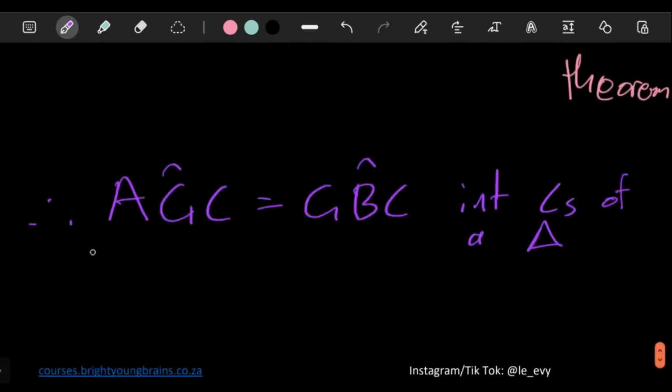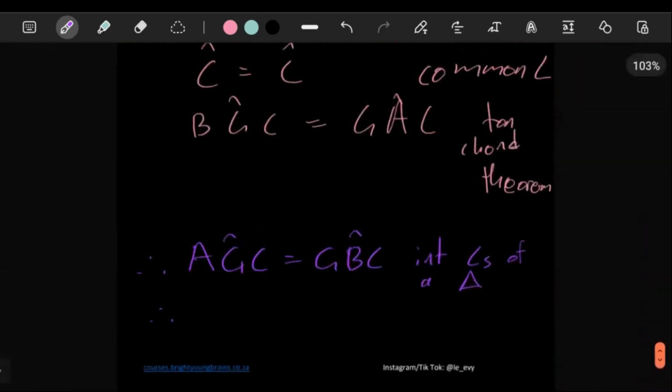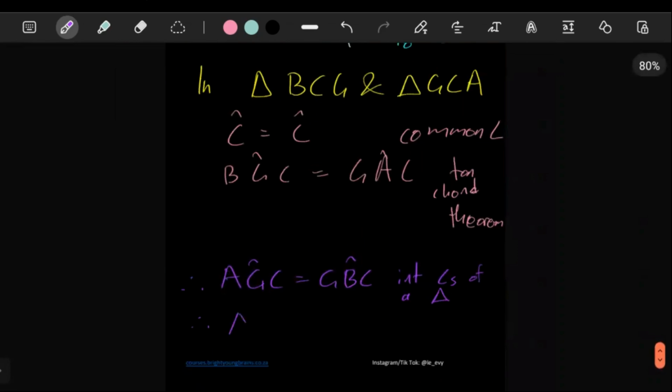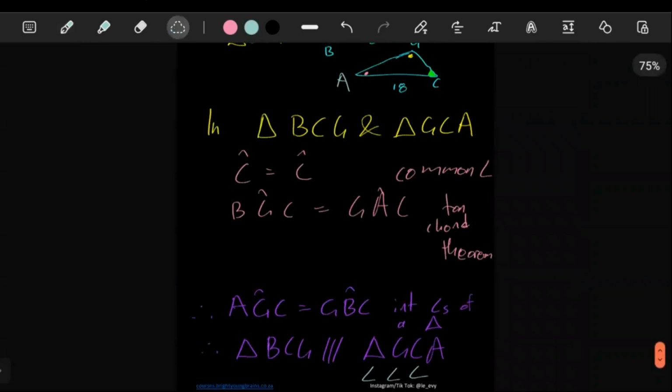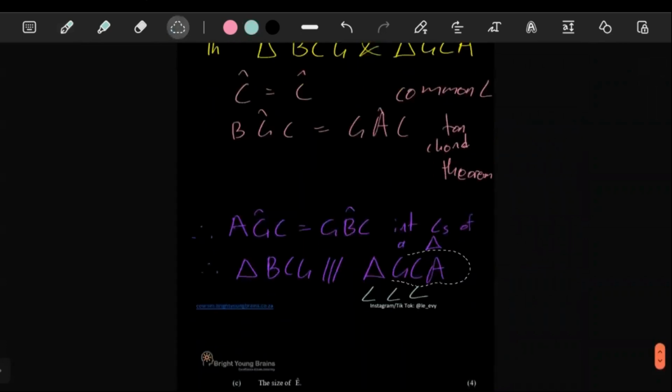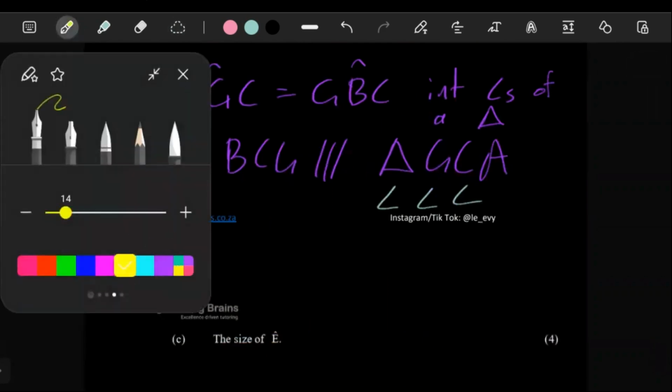Now, with all that being done, you can now say, therefore, the two triangles are similar. Therefore, triangle BCG is similar to triangle GCA. The reason for all that is just angle, angle, angle. You have shown that three pairs of angles are equal. Now that you've proven that these triangles are similar, now you can write out expressions that can eventually help you to write out the length of GA.